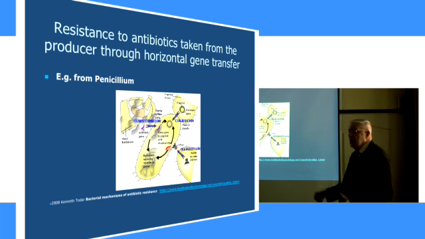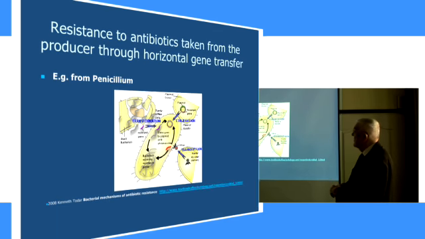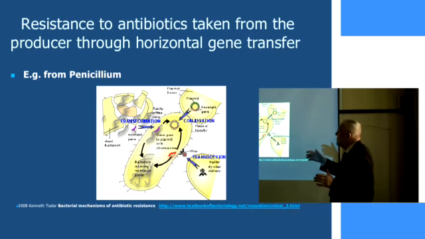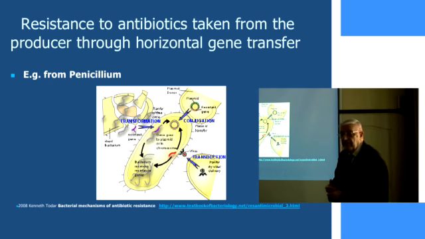Now, how does resistance to these antibiotics develop in microorganisms? This is done through horizontal gene transfer. For example, from the mold Penicillium. It has resistance to penicillin, and this resistance can be transferred to other organisms. How does horizontal gene transfer function?